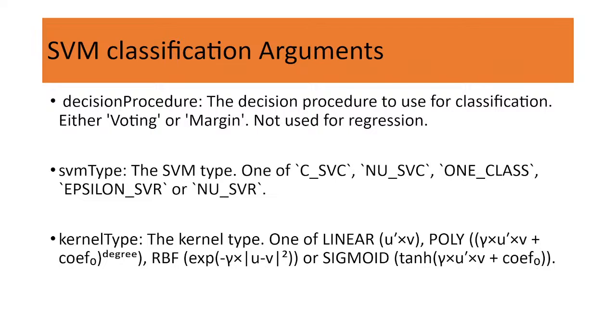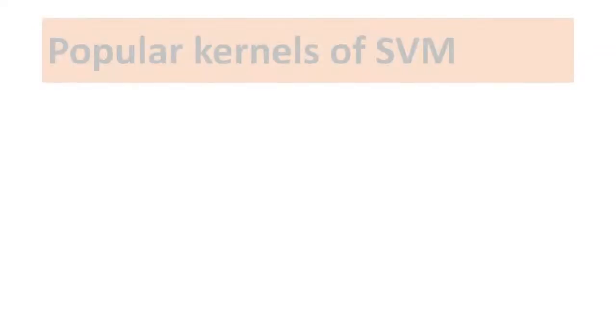When I use the RBF, it is calculated using this equation. When I use sigmoid, it is calculated using this equation. When I use poly, it is calculated using this equation. This type of equation is already stored in the package, so I don't need to use any equation. I simply select my kernel type: linear, poly, RBF, or sigmoid.